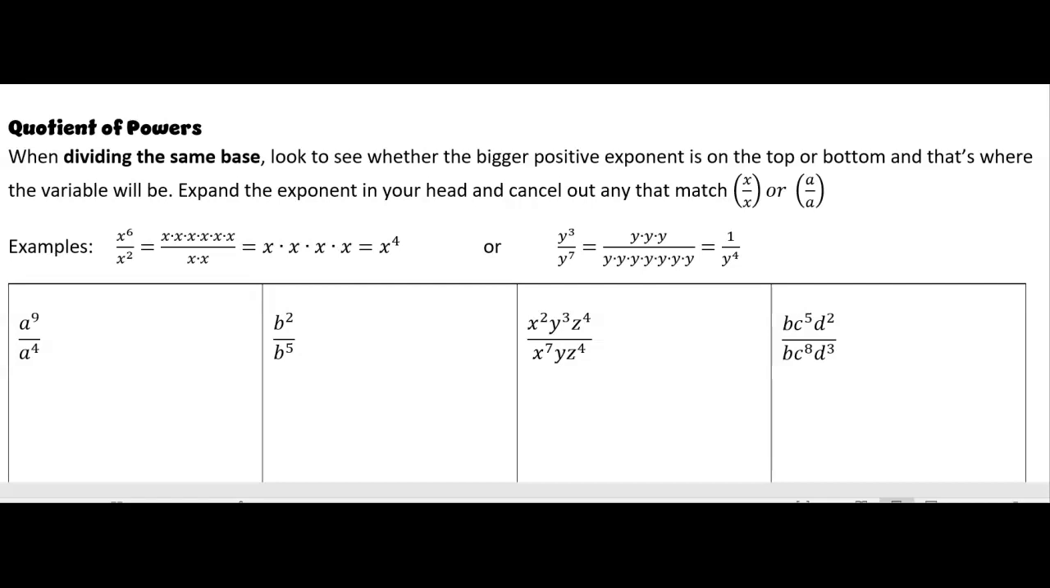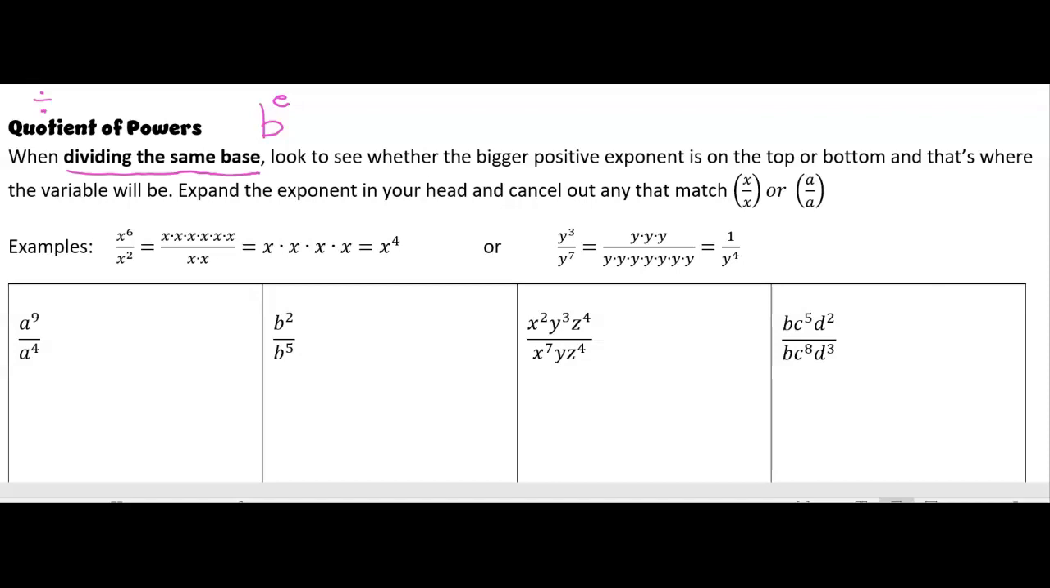Hi guys, today we're going to talk about quotient of powers. Quotient means to divide. So when you're finding a quotient, you are dividing. The notes say, when dividing the same base. So remember, this is your base, this is your exponent. When dividing the same base.